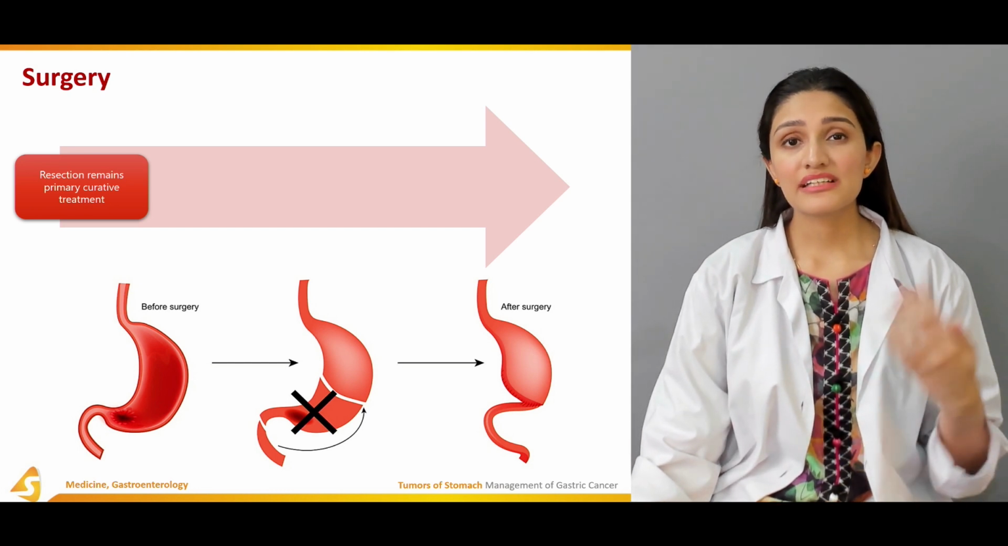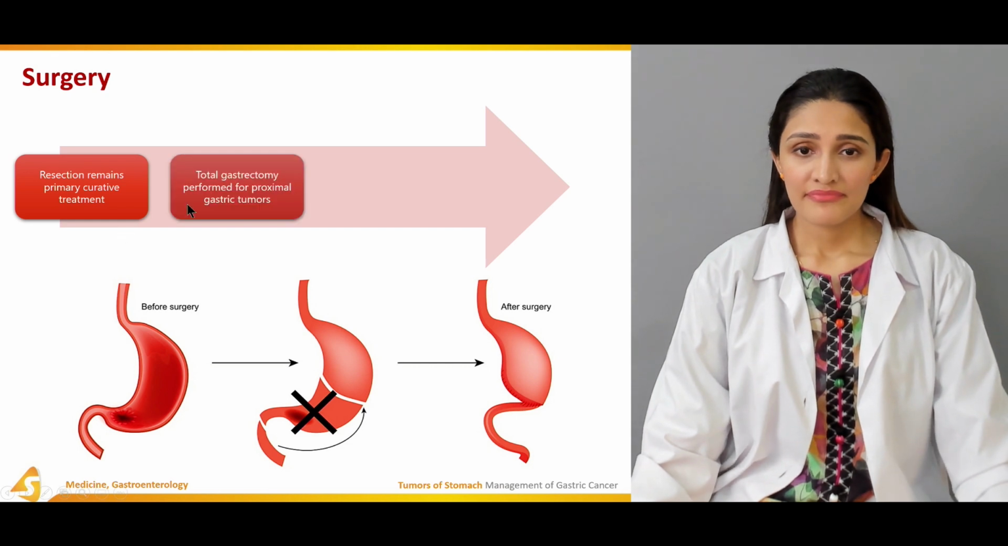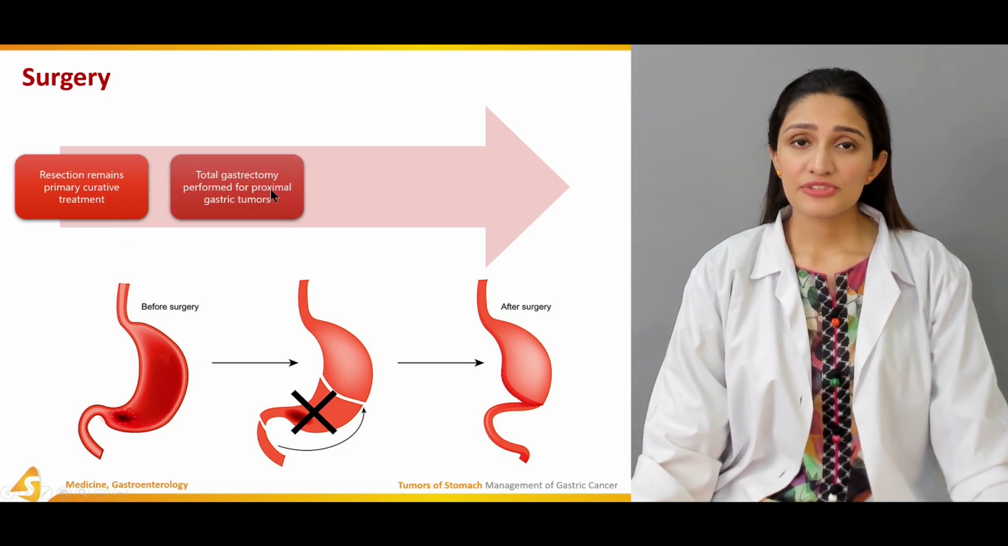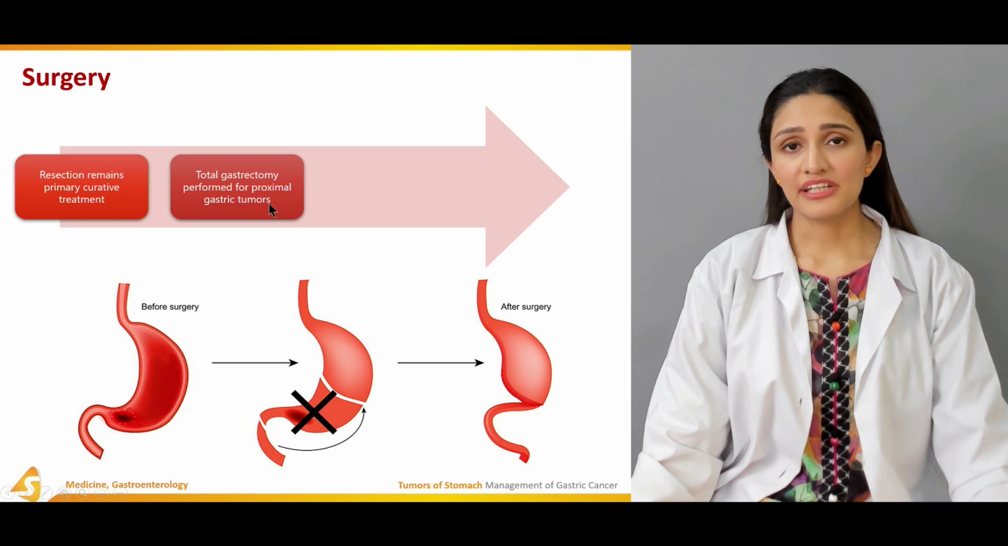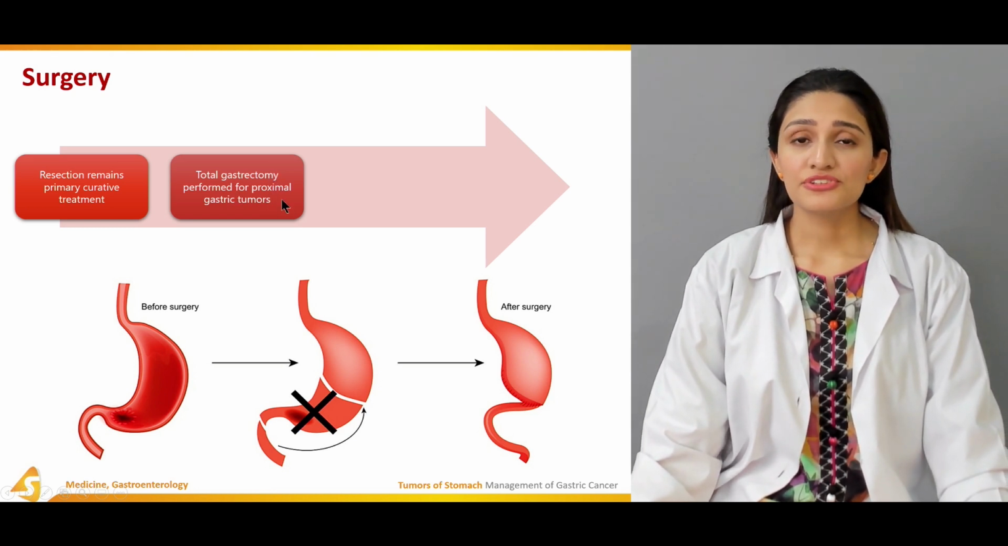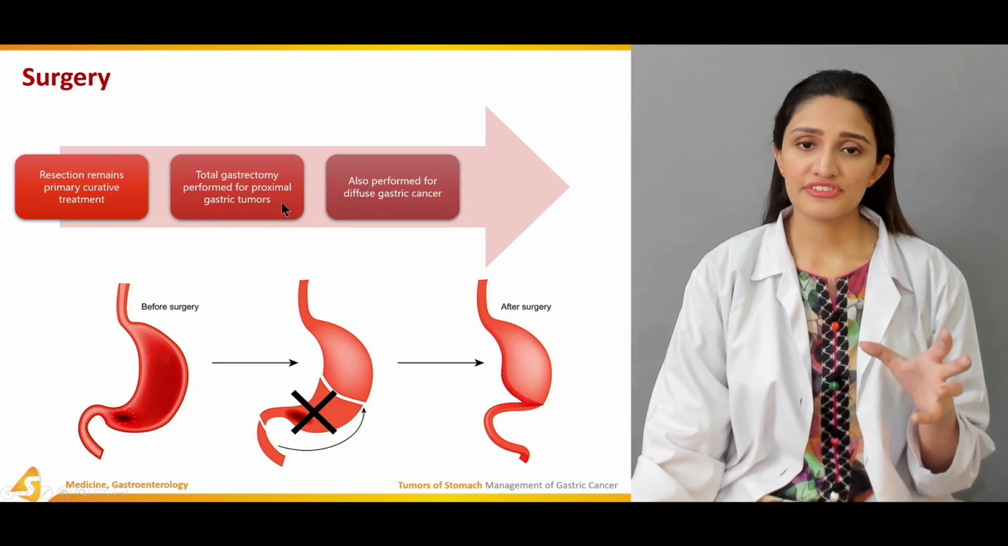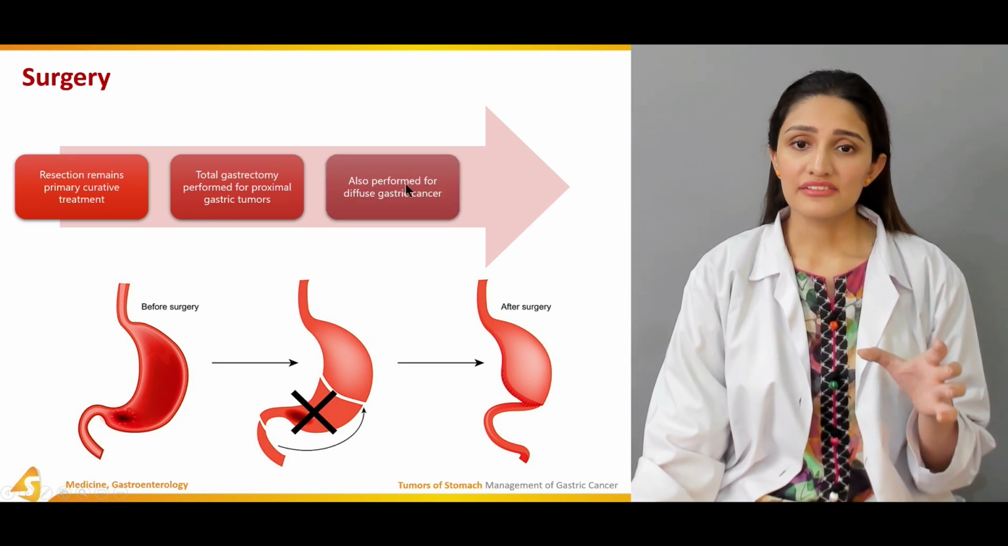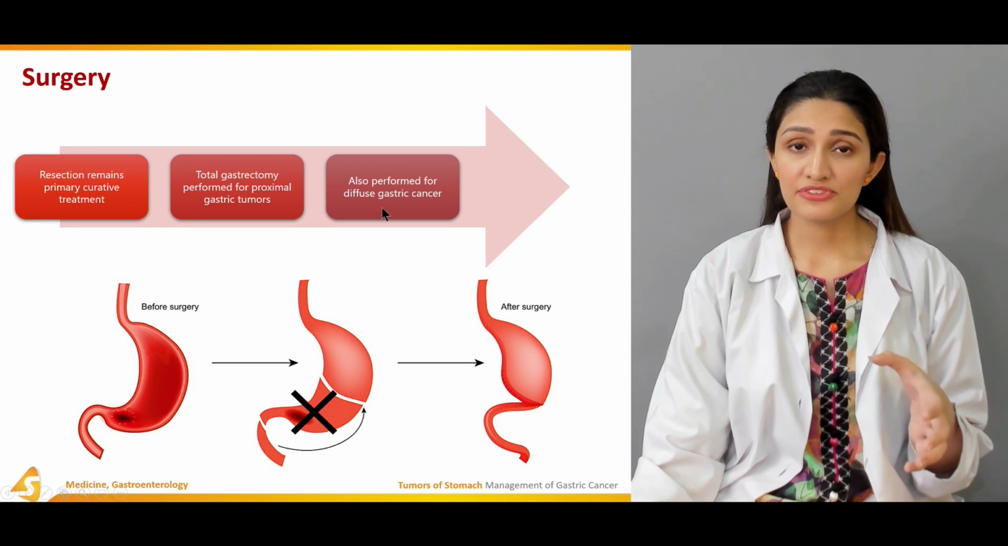The tumor can be completely resected. And then the surgery is being divided into two types of gastrectomies. First being the total gastrectomy, which is performed usually on the proximal type of gastric tumors, and then it is also performed for the diffuse gastric cancers.